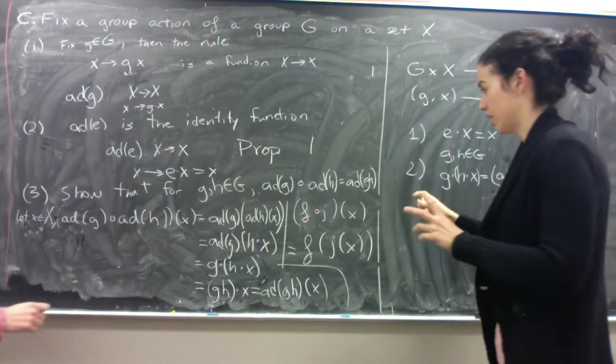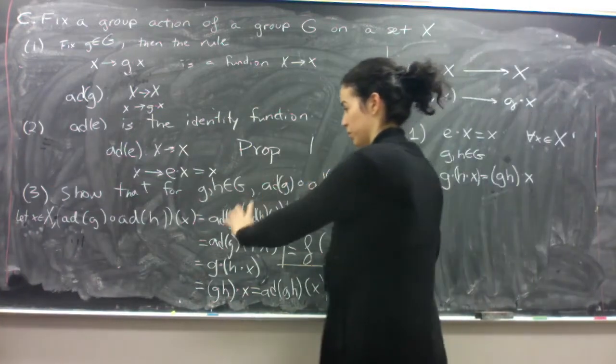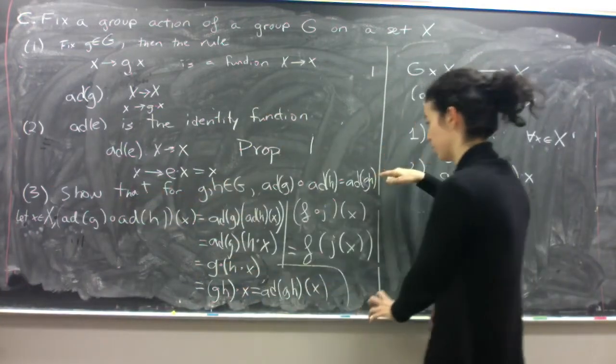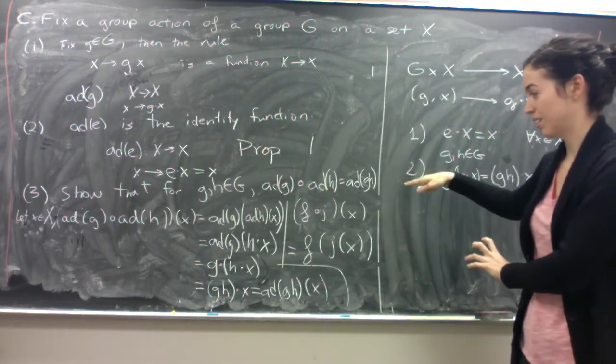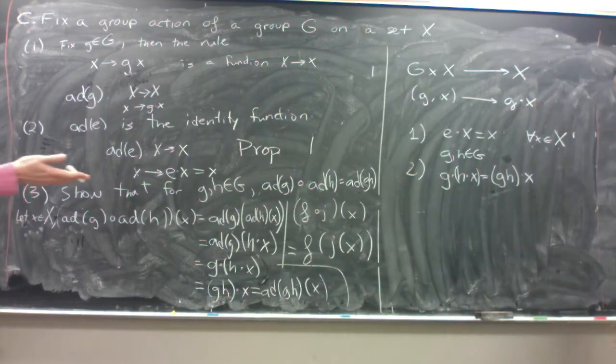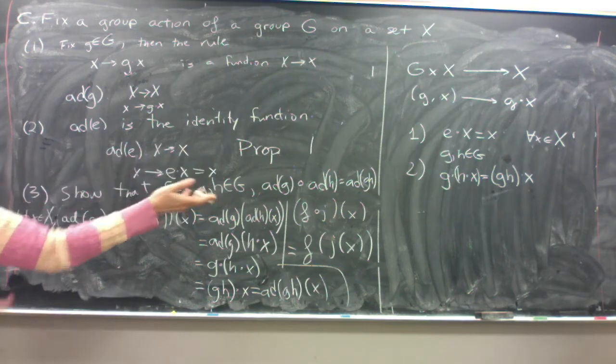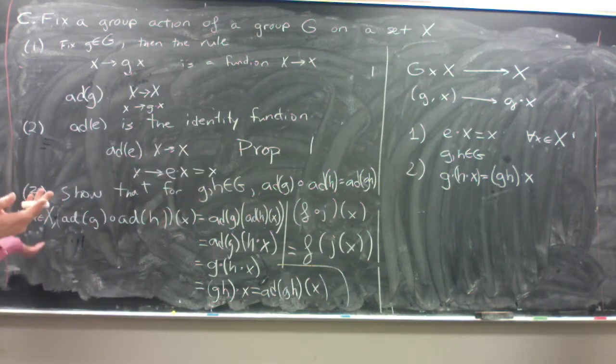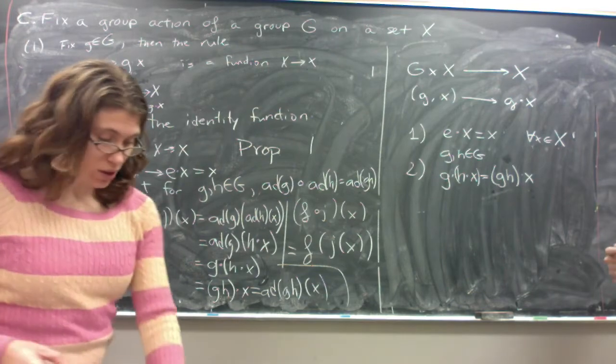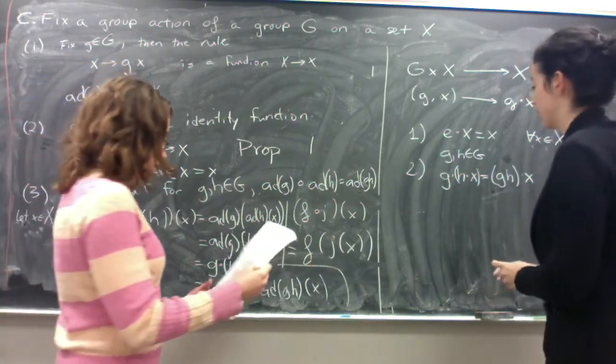Alright, so for all x, we started from the left-hand side and we got to the right-hand side. Because that's true for all x, that means that these functions must be the same, because they do the same thing to all elements of the domain. Okay, cool. And we're done with 3. Let's move on to 4.